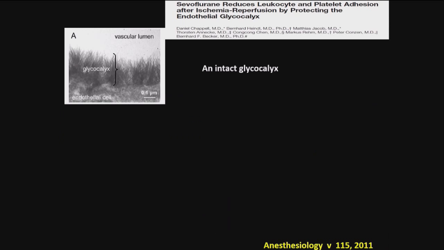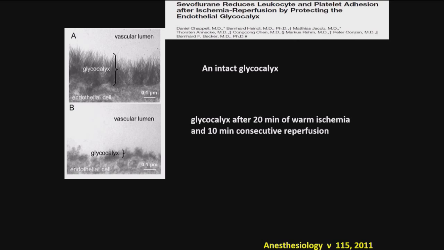And you can see it here. Look, this is a normal glycocalyx of the cell, in an electron microscope. And then with damage, if you create perfusion, hypoxemia and reperfusion, okay, damage, you lose the glycocalyx. It's gone.